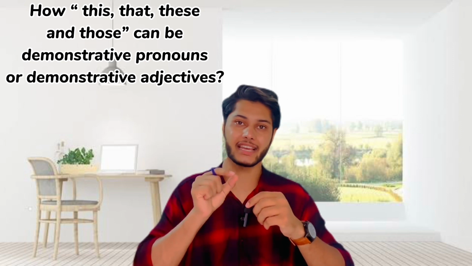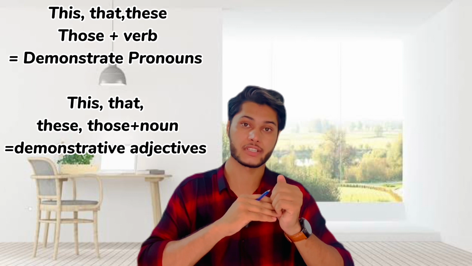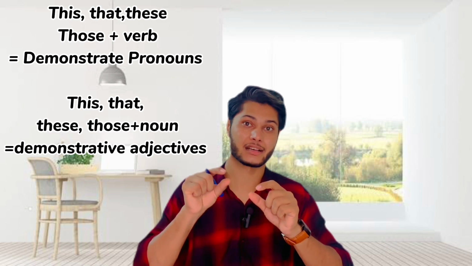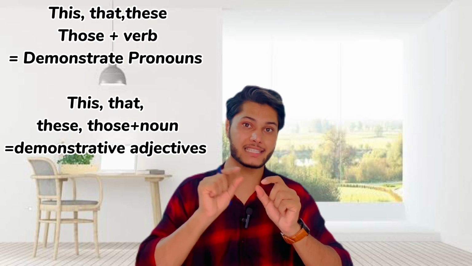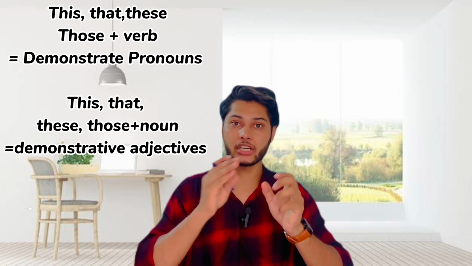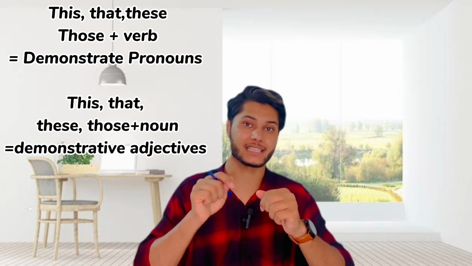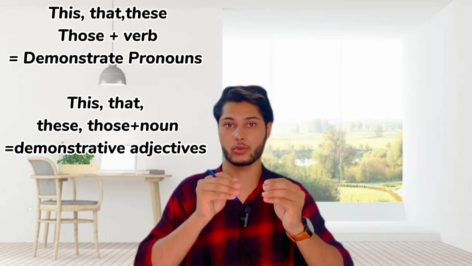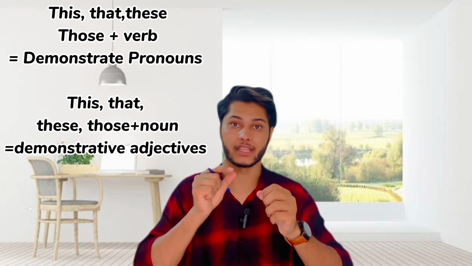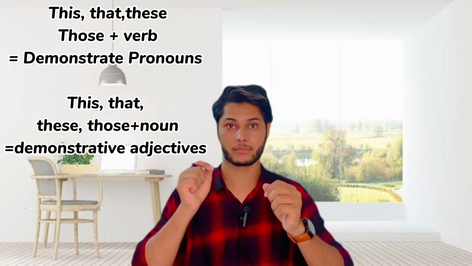When this, that, these, or those are followed by verb, then their function is a pronoun. For example, this is my pen. So this is followed by verb, is. This is my pen. Now here, this is a demonstrative pronoun. For example, this is my book. When this, that, these, or those are followed by verb, then their function is a demonstrative pronoun.